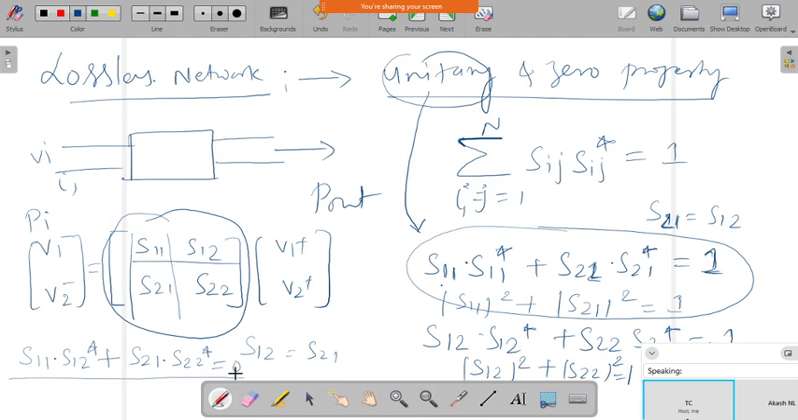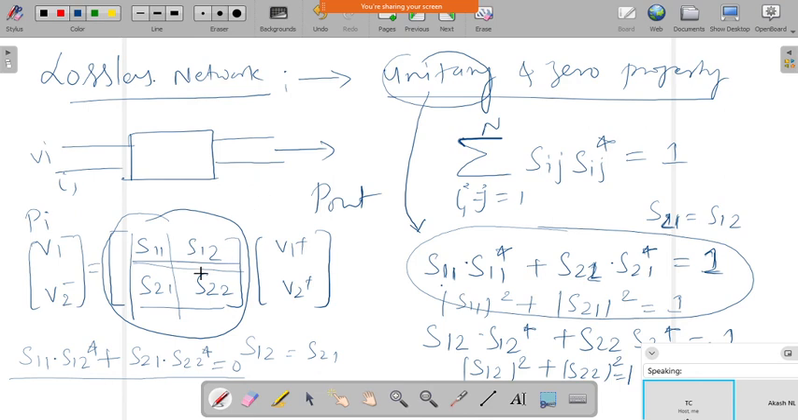If I take any column and multiply it with the complex conjugate of any other column, then that should give 0. That is what we call the zero property. Or we can take this row and multiply with the other row, that is, S11 into complex conjugate of S21 and S12 with complex conjugate of S22, and it will give 0.